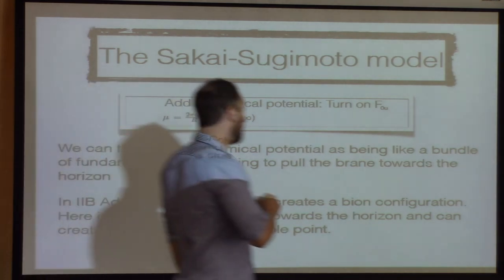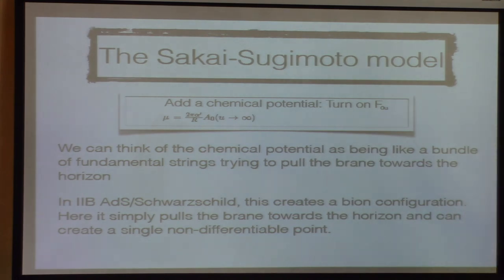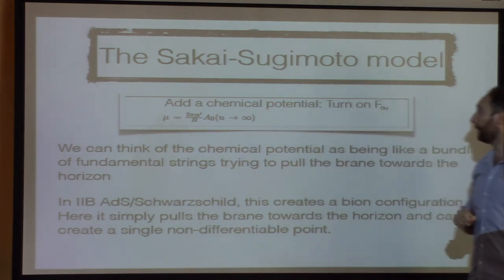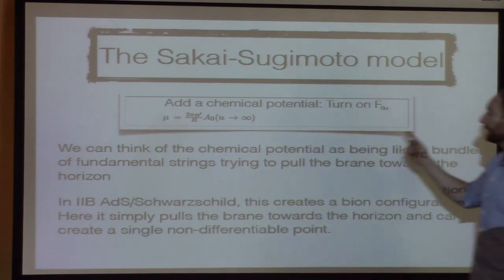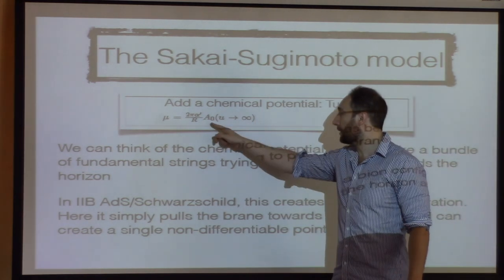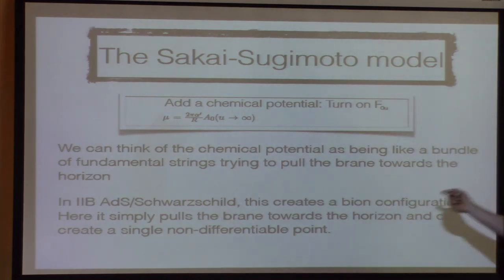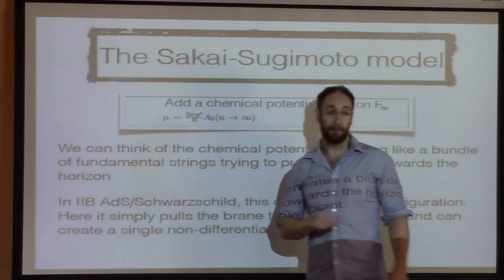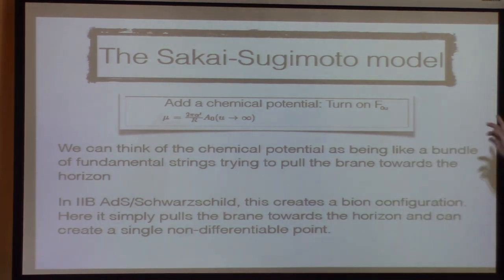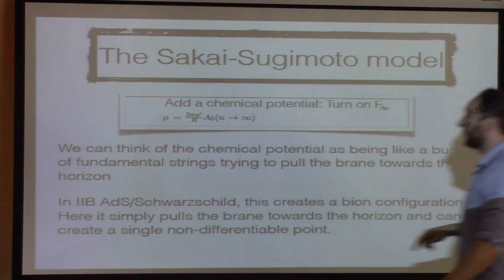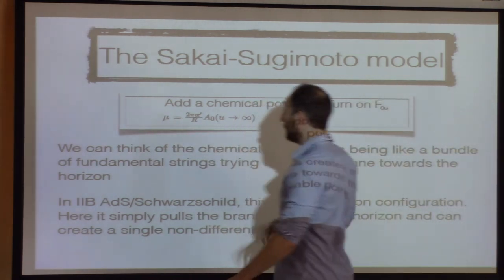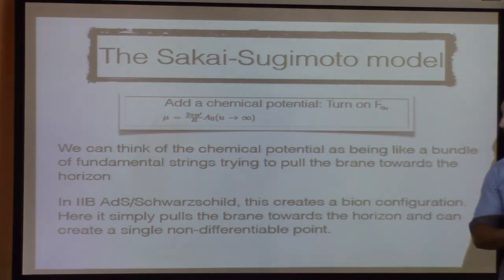Turning on a finite chemical potential corresponds to turning on the F0U component of the gauge field. And in fact, the value as U goes to infinity of the gauge potential A0 corresponds to turning on mu here. So turning on this particular field corresponds to turning on a source for an operator, and that source is just the chemical potential, and the operator itself is just the baryon density.